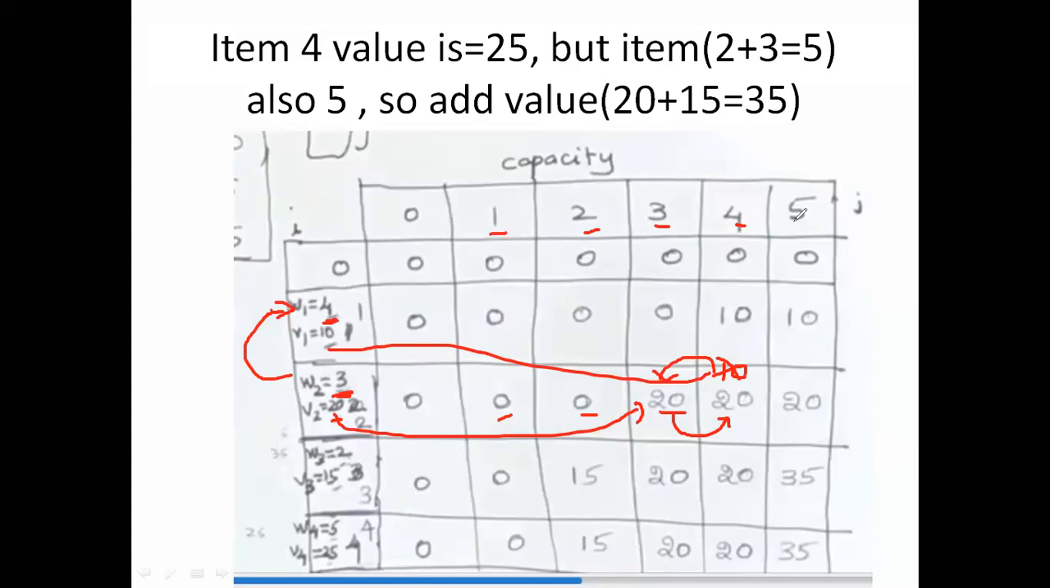Next one, 5 kg capacity. It is possible to hold 4 kg. What is the value? 10. You cannot write 10 here. What I am saying is recursion. The previous value is 20. Compared to 20, 10 is minimum. You can't write the minimum value; you have to write the maximum value. So the maximum value is the previous value, 20, so 20 we have to hold here. Okay, now let's see the next row, how to fill the rest of the rows.